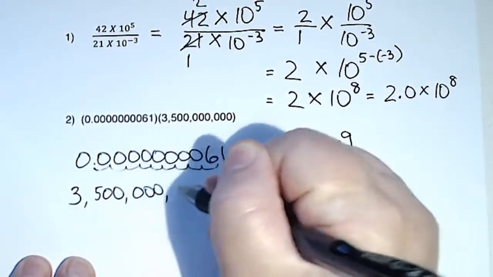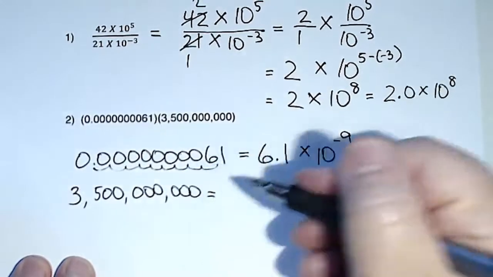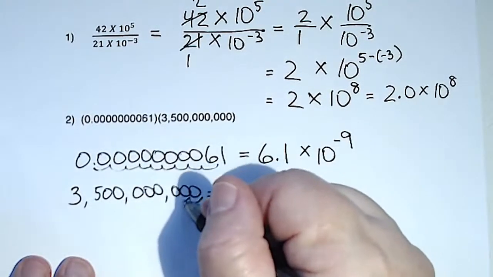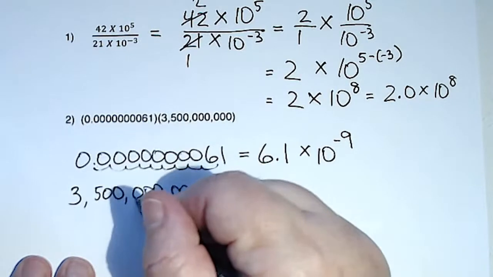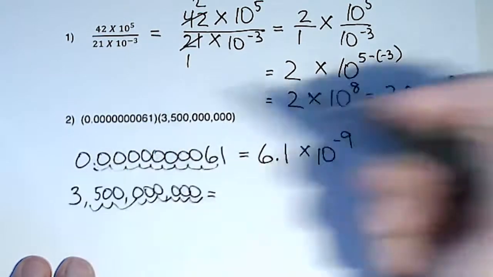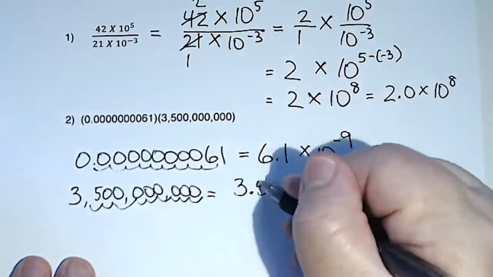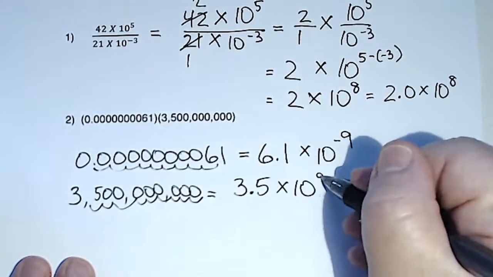3,500,000,000 is going to be 6, 7, 8, 9, 3.5 times 10 to the 9th.